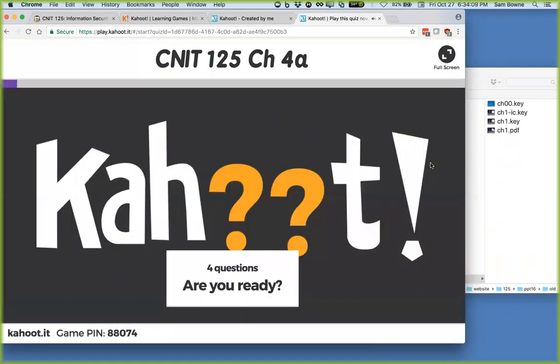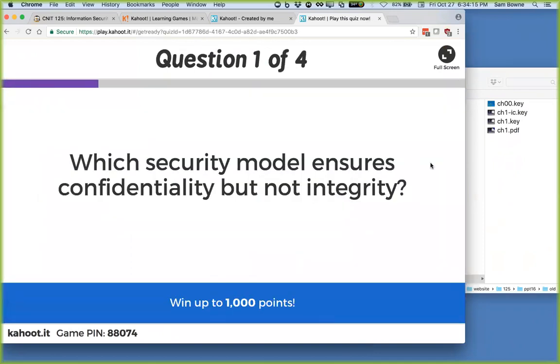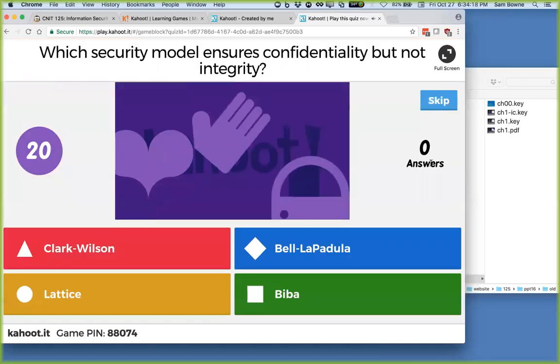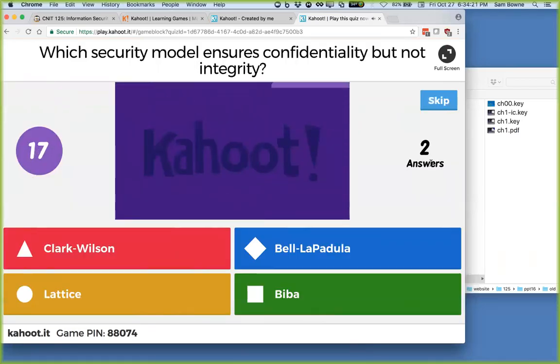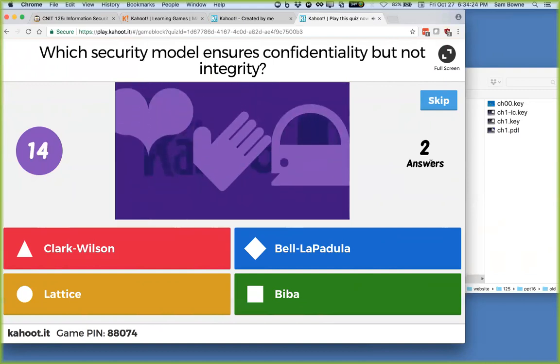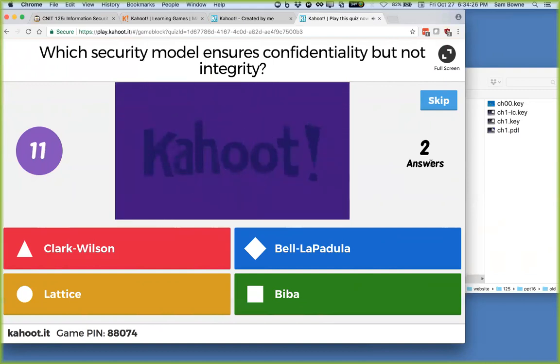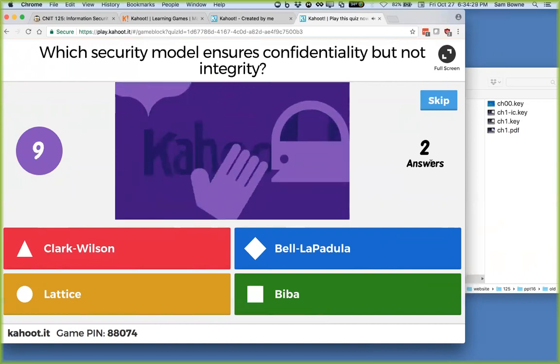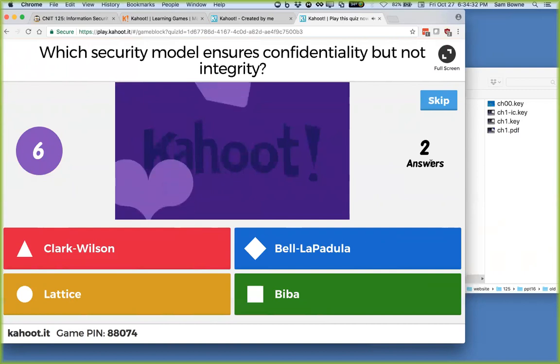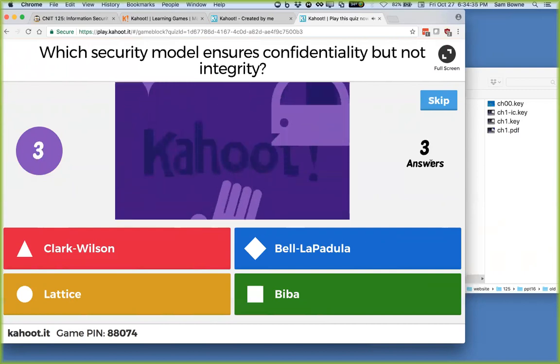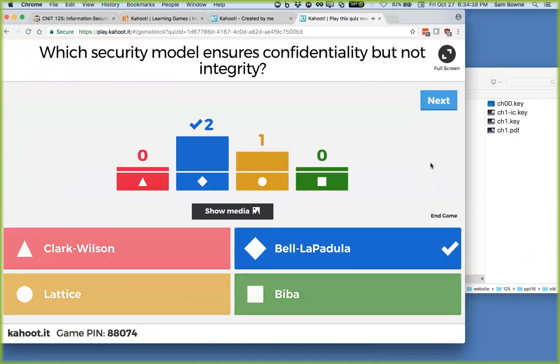So, 4 questions here. Which model gives you confidentiality but not integrity? That's Bell-LaPadula. It was the first model. It's also first in alphabetical order of Bell, Biba, and Clark. These are the three big ones you'll certainly see on the exam.